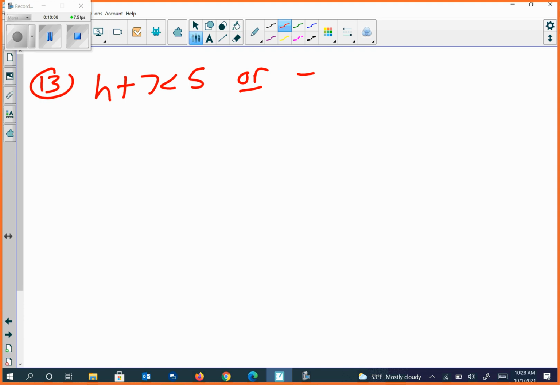So remember, with an or problem, overlap is fine. That's part of the answer. And then whatever ways the arrows are going, that's also part of the answer. So it doesn't have to have everything being true. So on this first one, I'll subtract 7 from both sides. So I get h is less than -2.